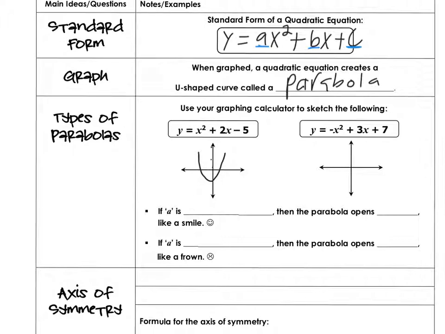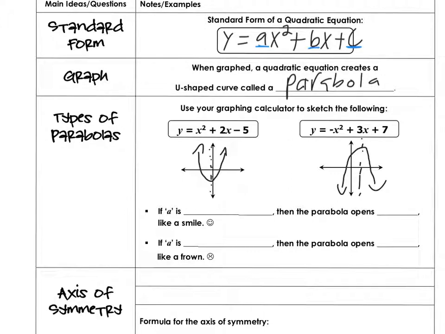We've got our line of symmetry here. And then these go on forever, so we put arrows on them. And then y equals negative x squared plus 3x plus 7, and that's going to look something like this that goes on forever with our line of symmetry down the middle. So these are our two ways.